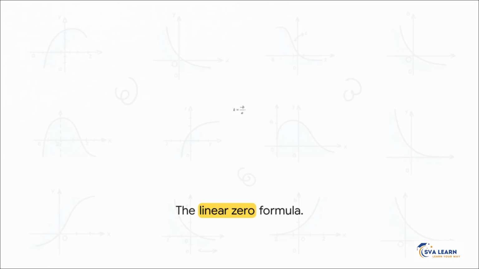So, for a linear polynomial, it hits the ground exactly once, and it's represented by this really neat little algebraic ratio, x equals negative b over a. That's simply the constant term with its sign flipped, divided by the coefficient of x. 1 degree, 1 straight line, exactly 1 zero.